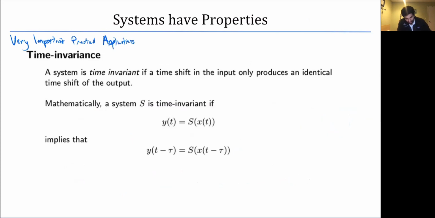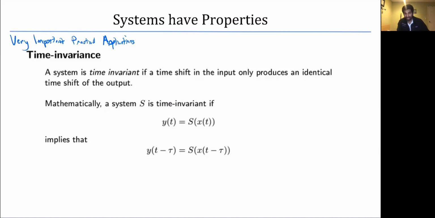Okay, a system is time invariant if a time shift in the input only produces an identical time shift of the output. What this means mathematically is that a system is time invariant if I have some y of t. Remember, y of t is always the output of our system.